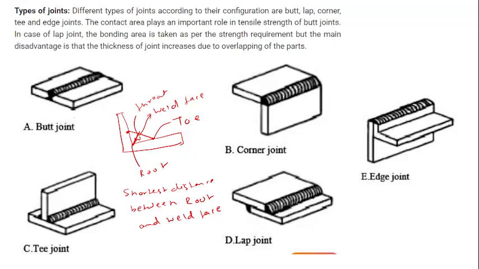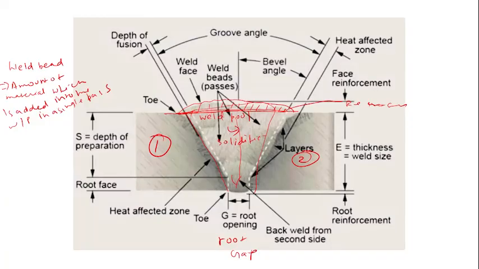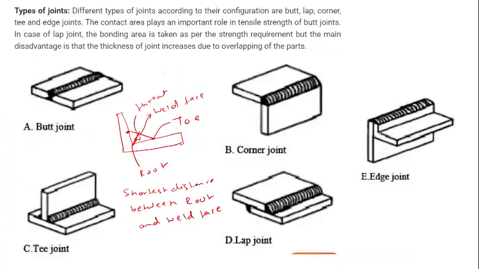And one more terminology, that is weld deposition rate. It is the amount of material added into the workpiece per unit time. So it will be something like kg per hour, or minute, or second. That is your weld deposition rate.